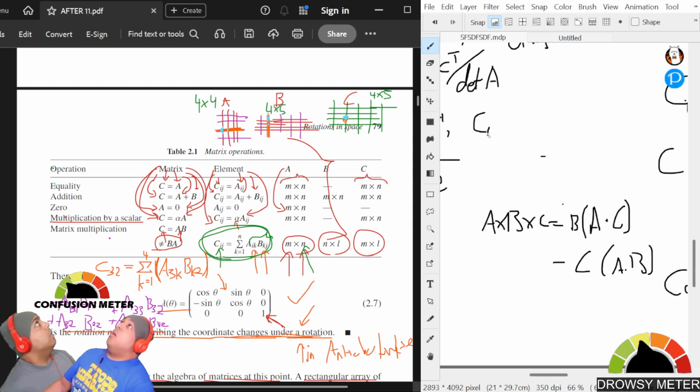C_ij equals the summation over k equals 1 to N of A_ik B_kj.